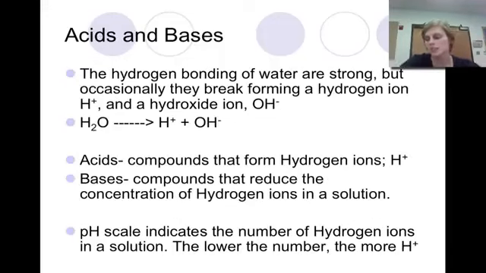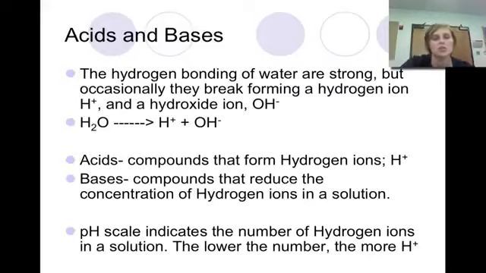All right, let's talk about acids and bases. The hydrogen bonds of water are strong, but occasionally break, forming hydrogen ions, which are H pluses, and hydroxide ions, which are OH minus. So water can be broken into H and OH. Acids are compounds that form hydrogen ions, so you end up making more H pluses. Bases are compounds that reduce the H plus, so they take away the H pluses in solution.